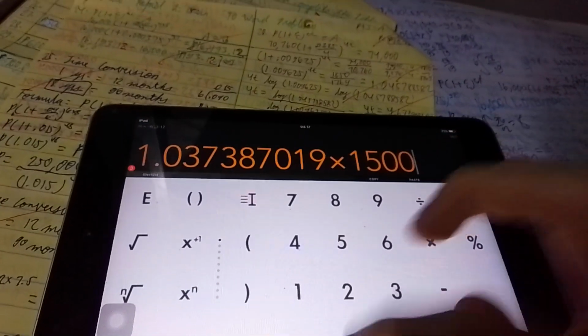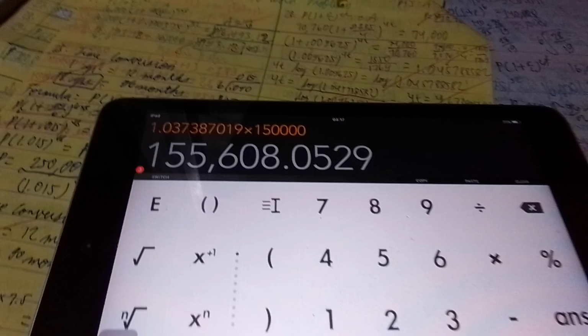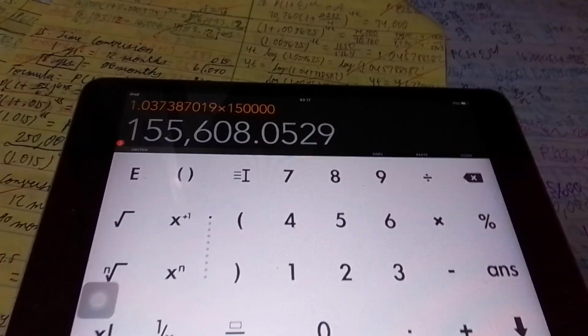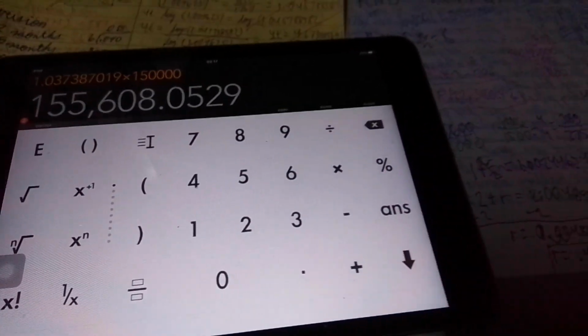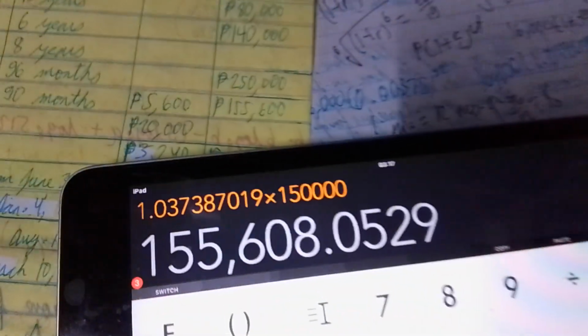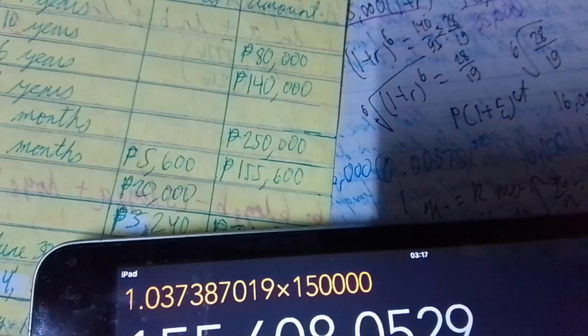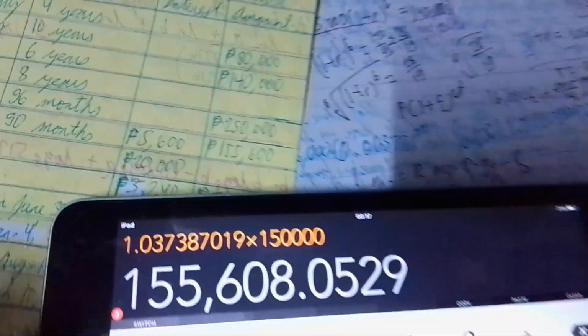And then multiplying it by the principal, which is 150,000, you should still get the same answer, which is 155,600 something. Which is the same answer that you got here. Although there's a discrepancy, pero di bale, okay lang yan. And that's it for number 6, okay? Now, let's go to the next number.